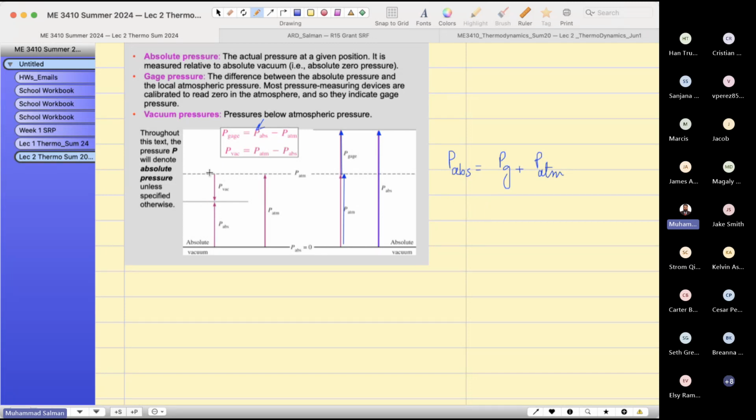When the pressure is less than 14 psi, then it is a negative pressure, which is also known as a vacuum pressure. Then we have to use this formula. In that case, for negative pressure, the atmospheric pressure is greater than the absolute pressure.